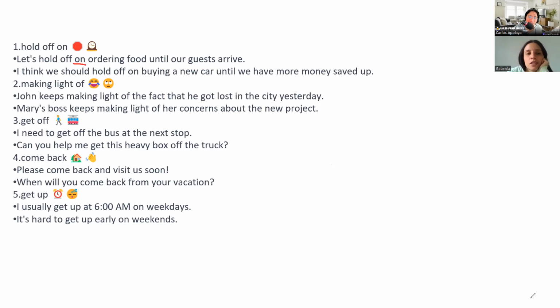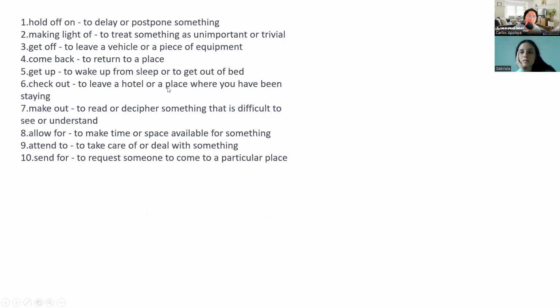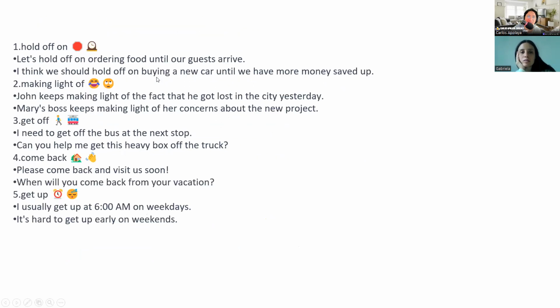But now let's come back to this conversation. Look at this. Could you hold off for a few minutes? I'm sorry, your room is still being prepared. It says, lo siento, tu cuarto aún está siendo preparado, because she wanted to check in. And he says, could you hold off for a few minutes. And the phrasal verb I'm teaching you is hold off on.